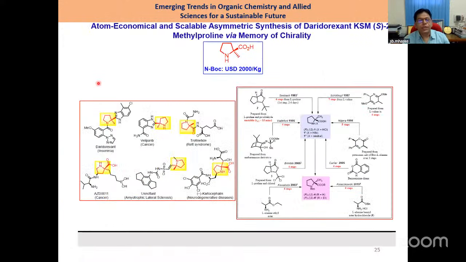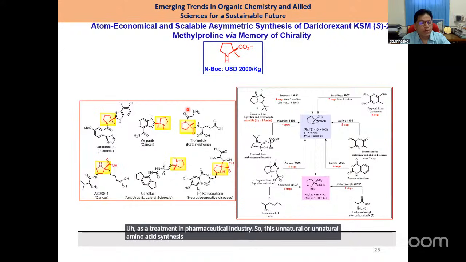Now, I would like to share with you two success stories which we have developed in our lab. These two things are relevant to industry. So in industry nowadays, peptides are coming back as a treatment in the pharmaceutical industry. So this natural or unnatural amino acid synthesis is becoming more important.